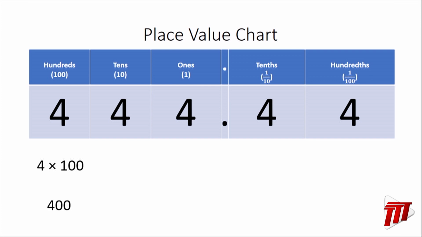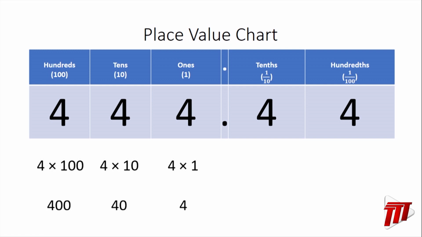Similarly, to the immediate right of the hundreds place, we have the tens place, so the value of the 4 in the tens place is 4 times 10, which is 40. To the immediate right of the tens place is the ones place. So the value of the 4 in the ones place is 4 times 1, which is 4. We have our decimal point that is separating our wholes to the left from our fractional parts to the right.